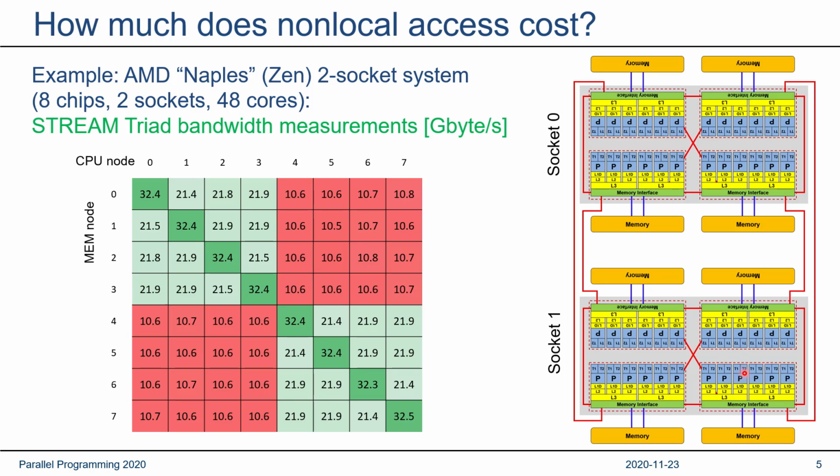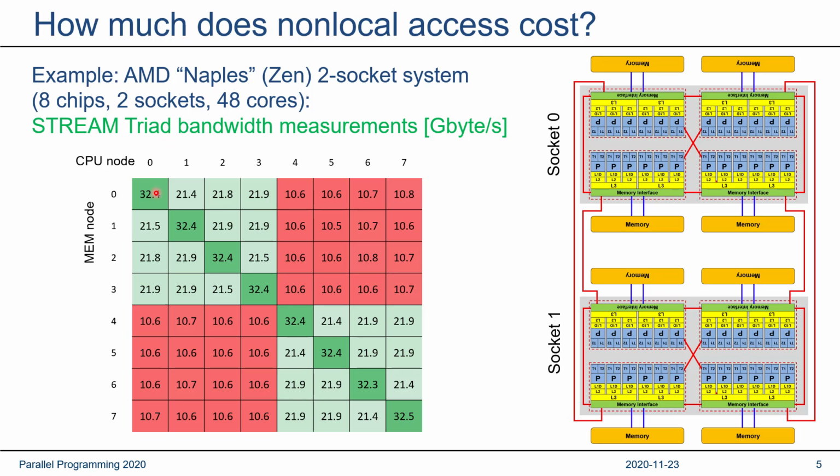So that's one of the 8 chips in the system. And on the vertical axis, we have the memory node. So this is where I put on purpose the main memory for the benchmark. The benchmark itself was the so-called stream triad. It's a very popular memory bandwidth measurement benchmark, very simple loop.